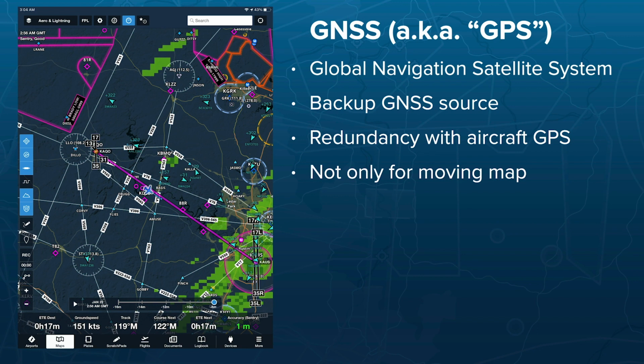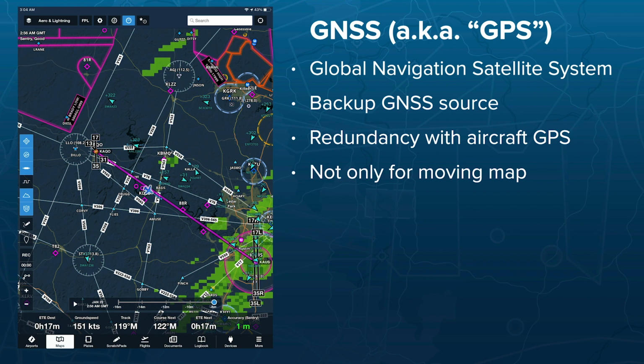And the most obvious thing that we use this for in ForeFlight, and why this is valuable to you, is it gives you your position on the moving map. So that way you can see in this picture where my aircraft is located and where I am relative to my course line. But it's not just for the moving map.